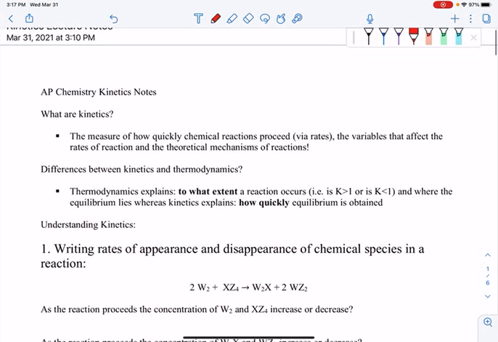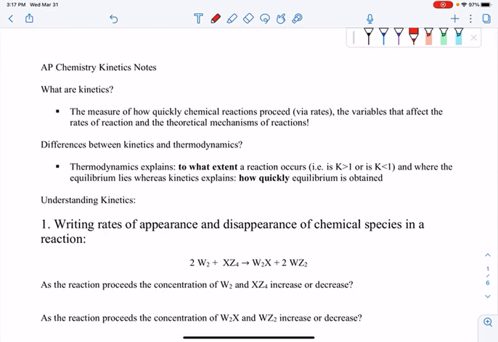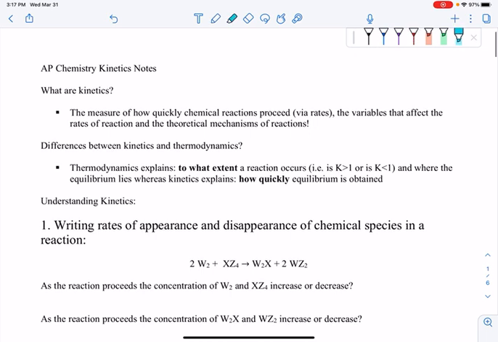The wonderful world of kinetics. What are kinetics? They are the measure of how quickly chemical reactions proceed via rates. That's one of the operative words from this unit. The variables that affect the rates of reaction and the theoretical mechanisms of reactions. How do the chemicals actually combine?